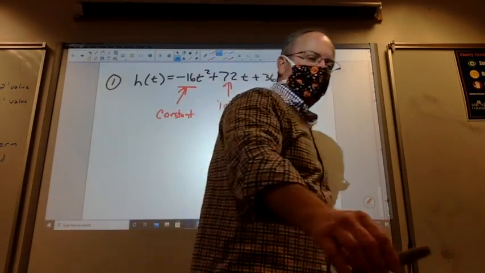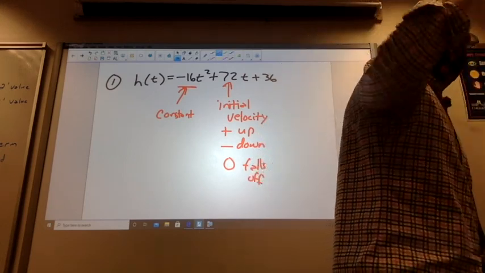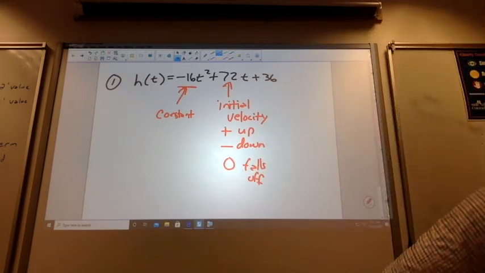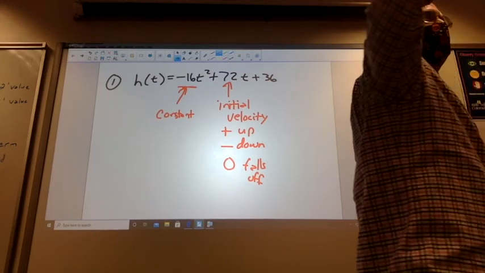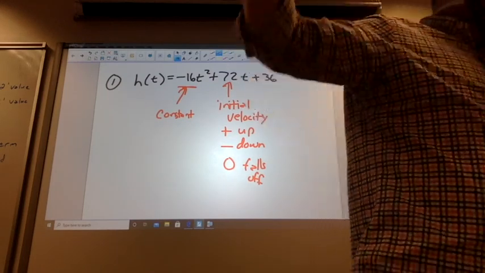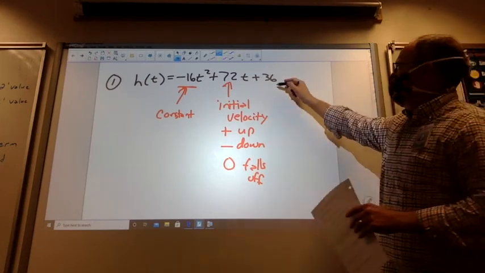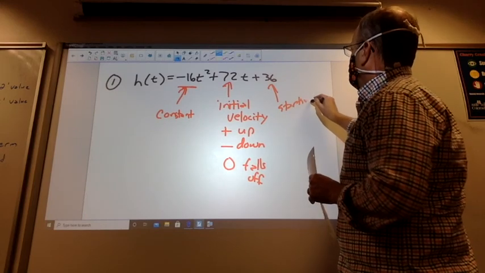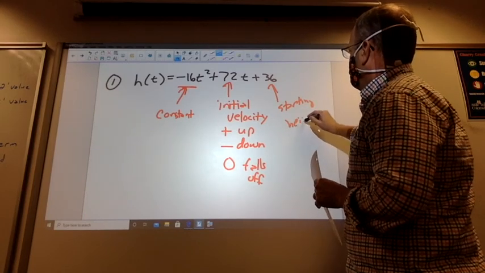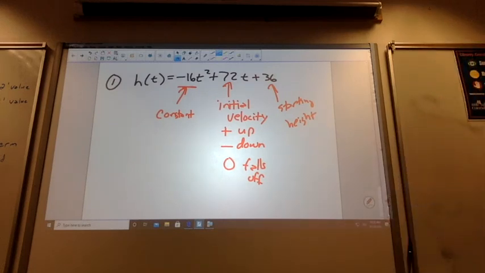Like my initial velocity here, if I rolled my pencil off this desk and I didn't throw it downward, it just rolled off the desk, you have an initial velocity of zero. If I take this pencil and I throw it upward, I have an initial velocity that's positive. If I throw it downward, I have an initial velocity that's negative. And then this is the starting height.